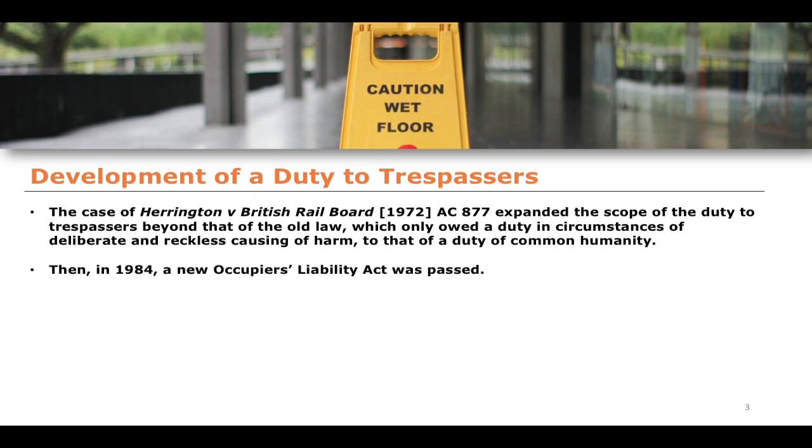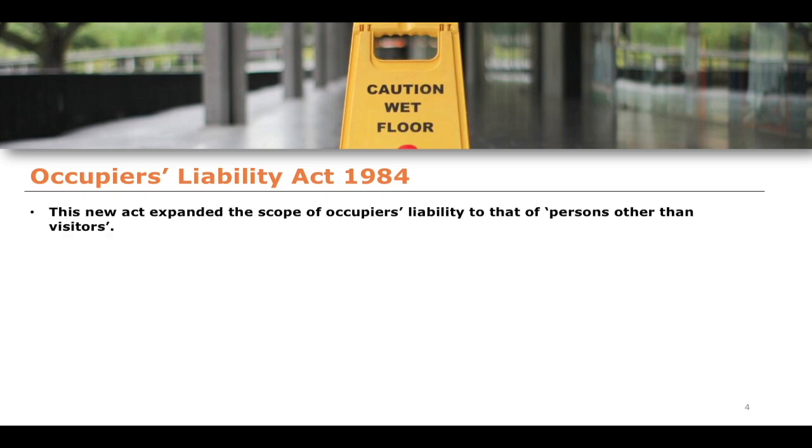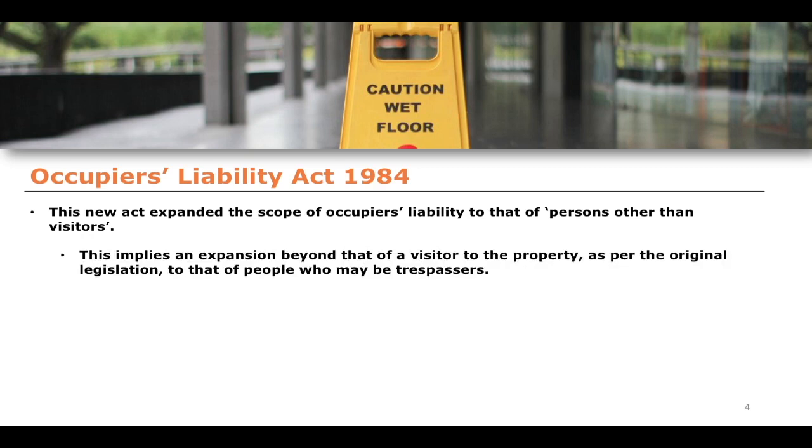This new Occupiers' Liability Act was passed, like I said, in 1984, and it gives us new legislation and new provisions on the relationship between occupiers' liability and trespassers. So it would expand the scope of occupiers' liability to, quote, persons other than visitors. So this includes trespassers, of course, because trespassers aren't visitors onto the property. And it implies an expansion beyond that of a visitor to a property, as per the original legislation, to people who may also be trespassers.